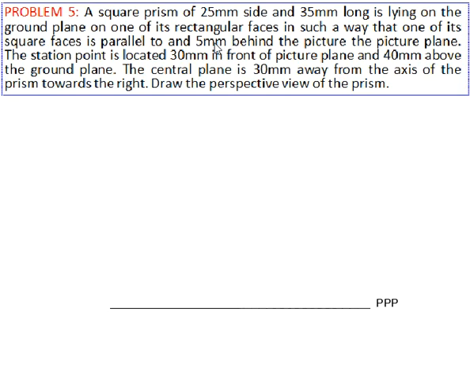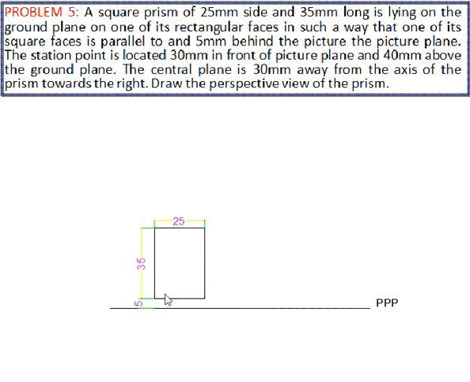Now you can draw the top view. Top view will appear like a rectangle, and one edge is 5 mm behind the picture plane. Here the central plane is towards the right of the axis of the prism, so you need to draw the object on the left side and you will get the station point on the right side. So this is the top view. Now you have to mark all the 8 points on the corners of this top view. We have 4 points in the front surface and 4 points in the back surface. A, B, C, D is the top surface, E, F, G, H is the bottom surface.